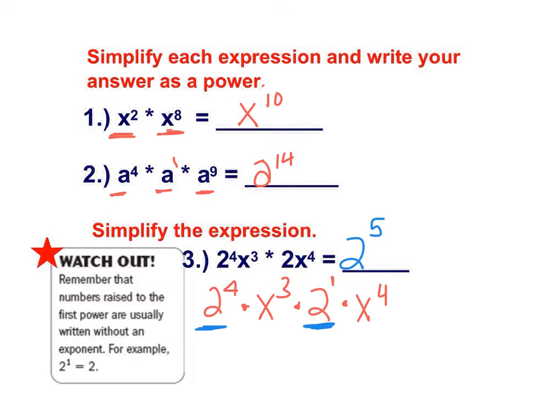Then if you notice, we have a base of an x and another base of an x. Let's add those two exponents. 3 plus 4 gives us 7. So we have 2 to the 5th, x to the 7th power. Notice that I only added the exponents when the bases were the same. I didn't go through and add every exponent in that problem. I found the like bases. I added only those exponents.